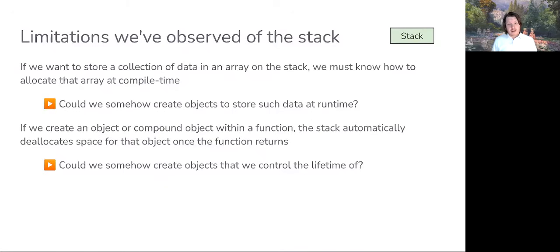So the question then became, how could we somehow create objects that we could control the lifetime of? What if we wanted to create an array populated with some data that we read at runtime, and we wanted that array to stick around until we no longer needed it? And we wanted that array to stick around across various function calls. Well, we'll see here that dynamic memory is going to address both of these two wishes.